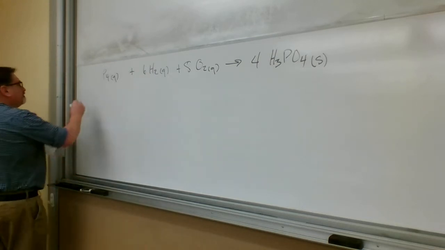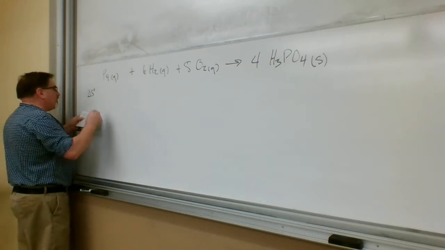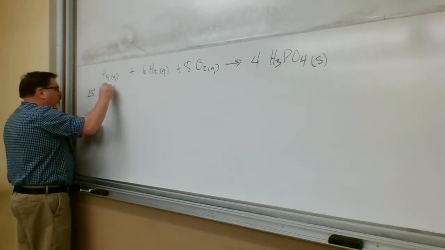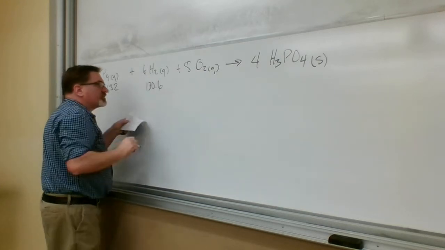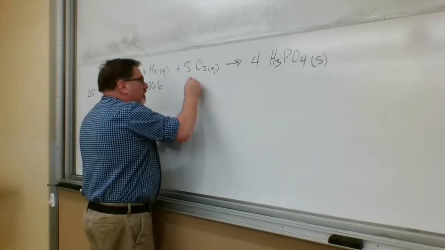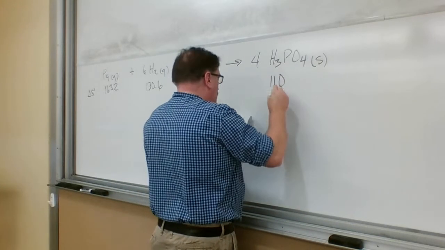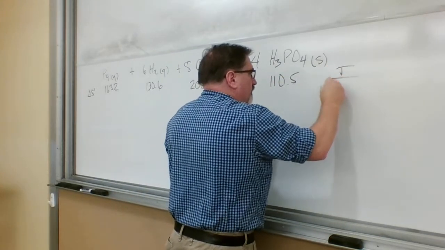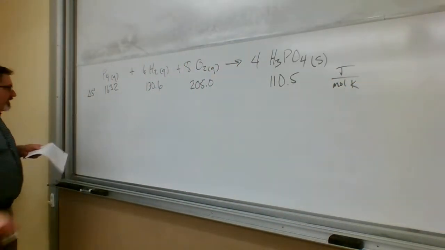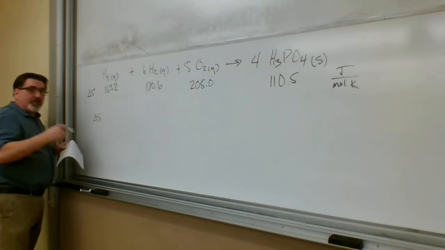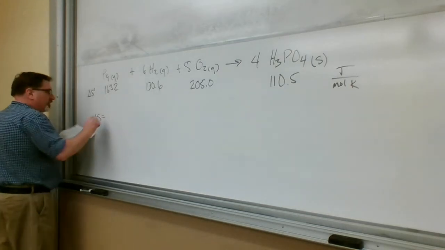In our table, delta S0 for each of these substances. For P4, it's plus 163.2. For H2, it's 130.6. And for O2, 205.0. And for H3PO4, 110.5. This is joules per mole Kelvin. So we're going to calculate delta S for that reaction. Maybe pause here, try it yourself so you're not just watching me do the example.